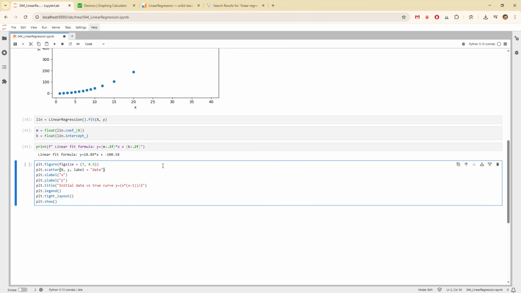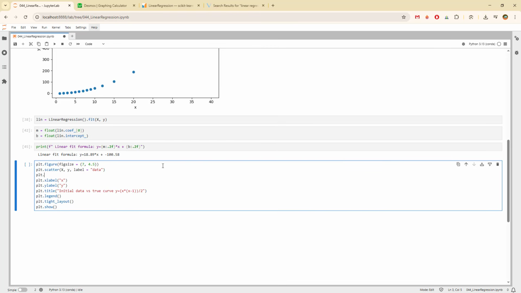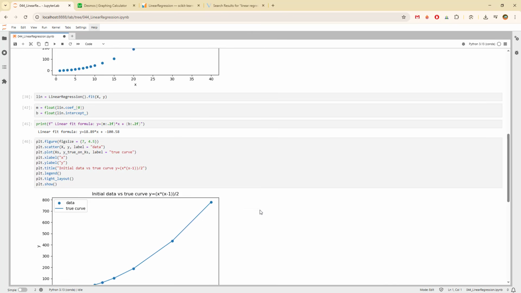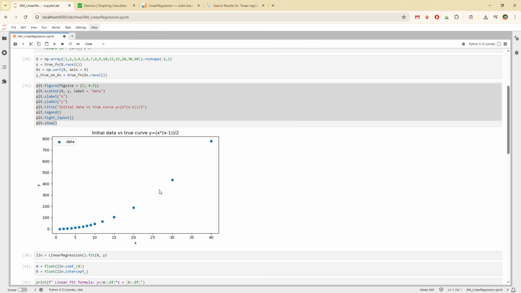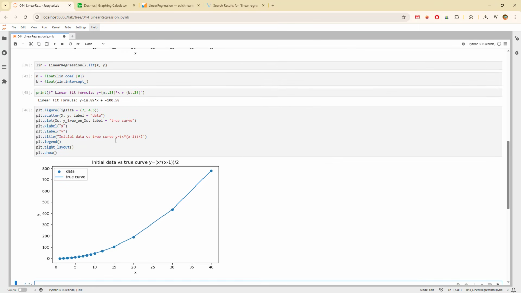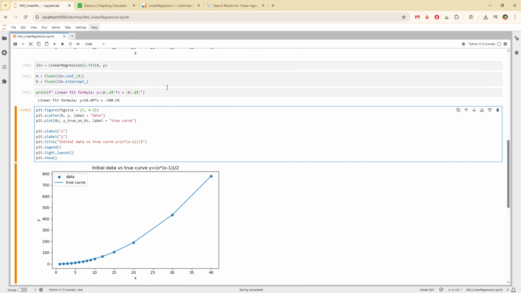Scatter, label data, glazed. Now we have to plot. So we plot the axis, y true on axis, label true curve. Let's see what we got. Well, we pretty much get this one, but with the dots. That's great.